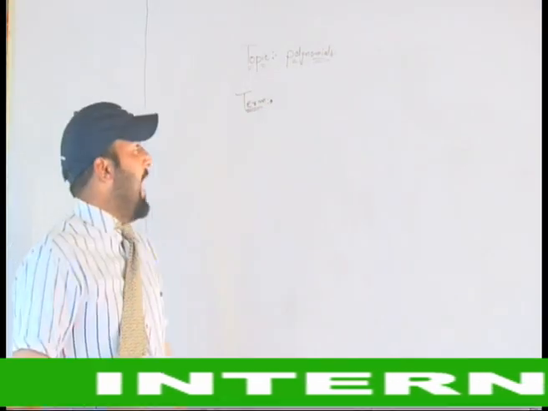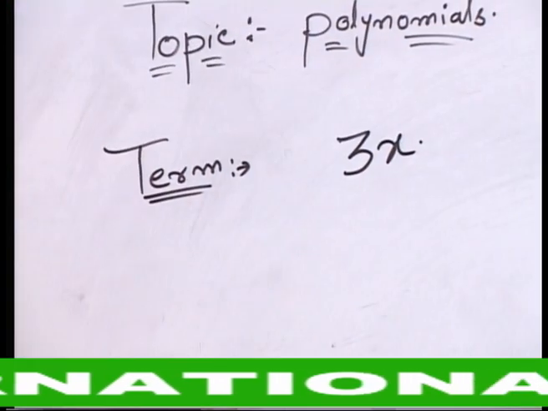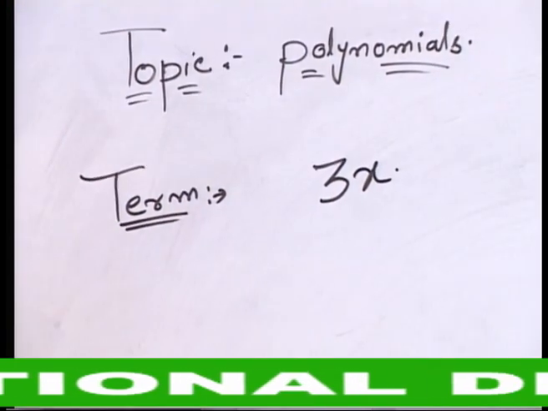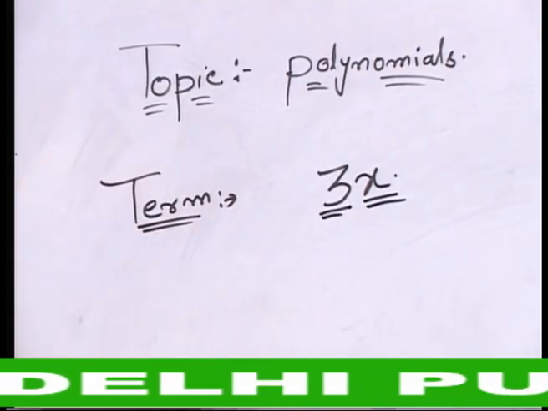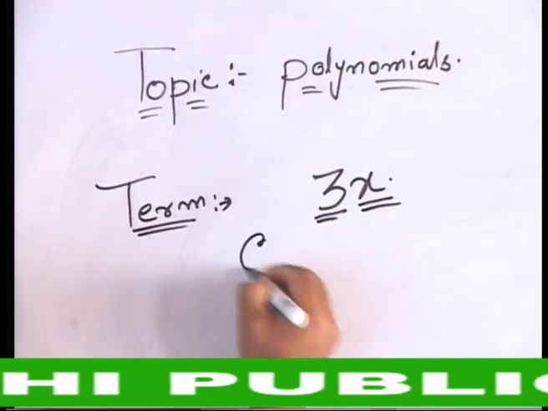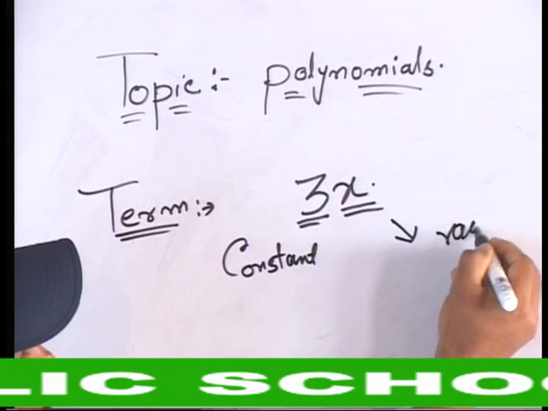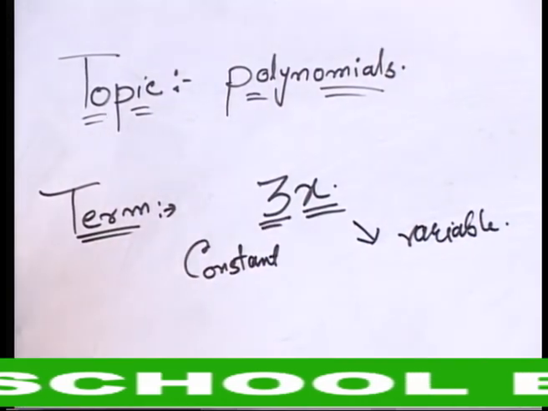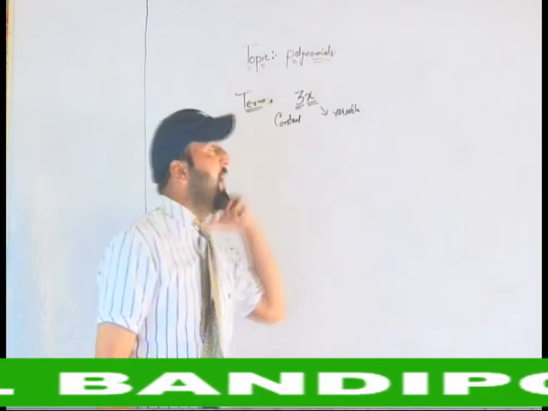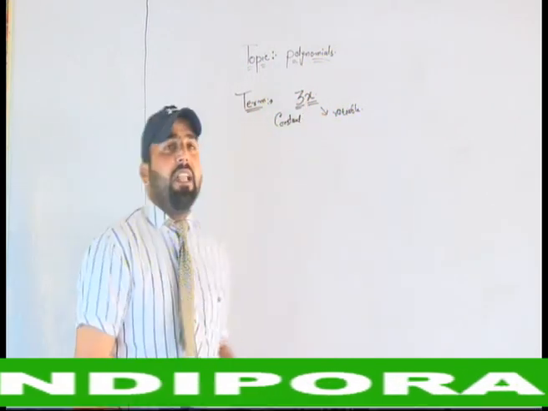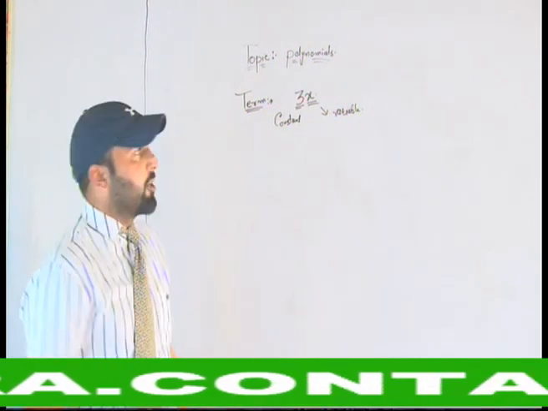For example, if I take 3x, this consists of two parts. One is the constant part and another is the variable part. 3 is the constant part and x is the variable part. So the term consists of two parts, the constant part and the variable part. Usually the terms are separated by addition and subtraction.